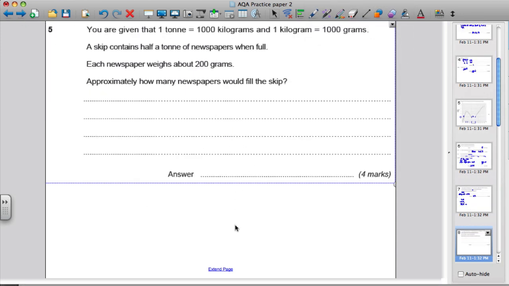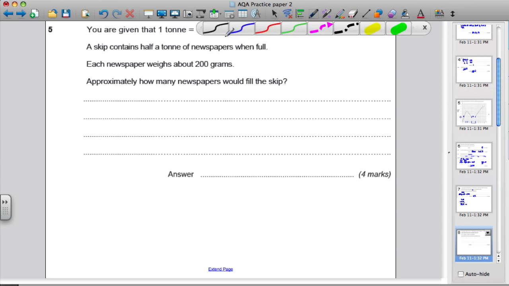Okay, next question. You are given that a ton is 1,000 kilograms and a kilogram is 1,000 grams. A skip contains half a ton of newspapers when full. Each newspaper weighs 200 grams. How many newspapers would fill the skip?